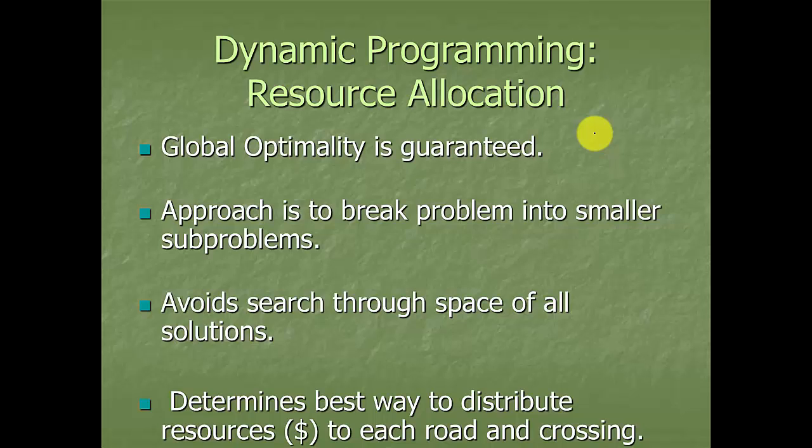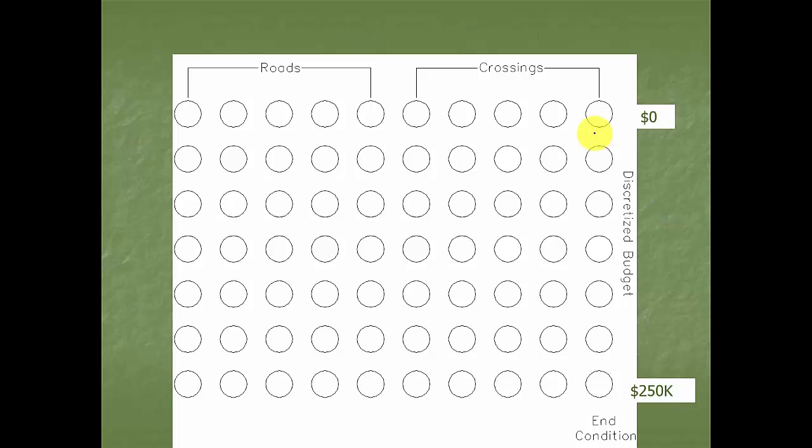And the idea is you're going to break a problem into smaller subproblems. And so if you're smart about how you break your problem into smaller subproblems, you don't have to search the entire decision space. You can do a smart search and only look at the parts that are of most importance. And so this algorithm also helps us determine the best way to distribute our resources for each road and crossing. So I'm going to try to explain how you think about it.